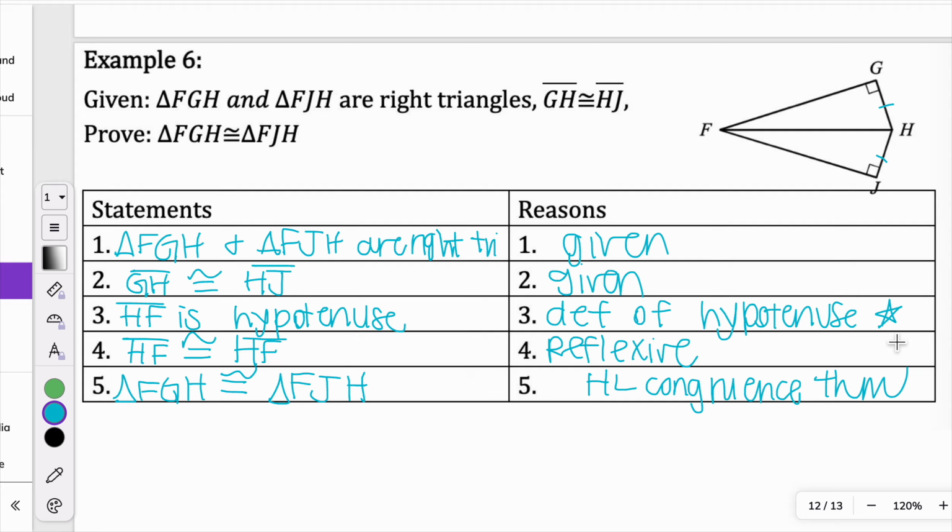And that is going to conclude our notes today on 5.3 and 5.5. So hopefully this gives you a little bit of an idea of how to determine if it's side, side, side, or side, angle, side, or hypotenuse leg.